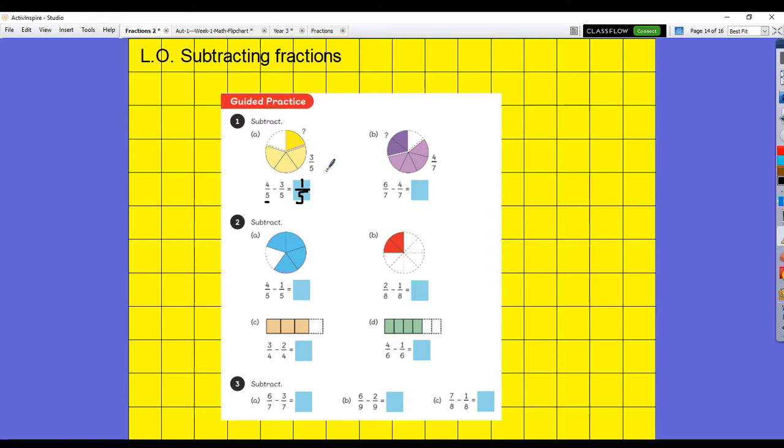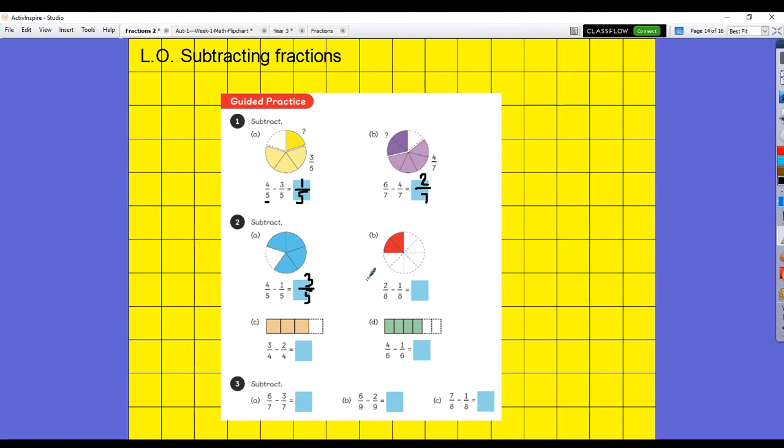Okay. So our next one, we have 6/7 take away 4/7. Okay, so our denominator is going to be 7, and then 6 take away 4 is going to be 2. So we're going to have 2/7 left. Okay, our next one, 4/5 take away 1/5. So our denominator is always going to be 5. 4 take away 1 is going to be 3.